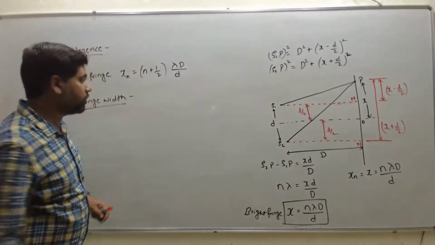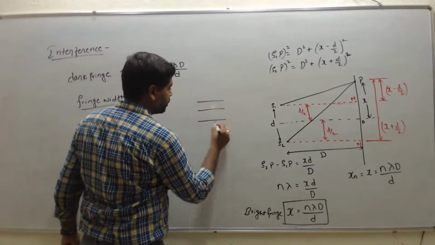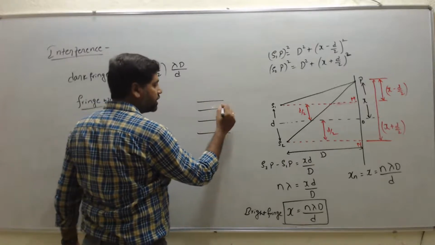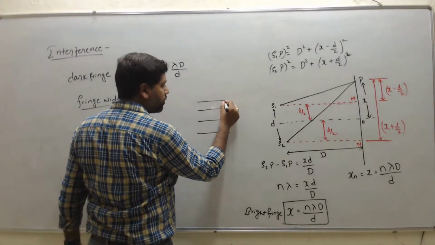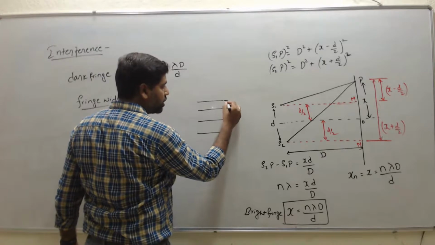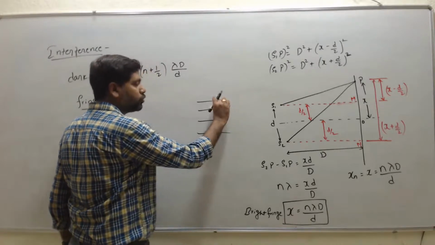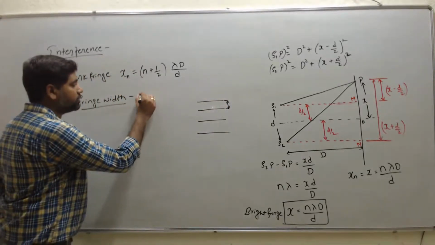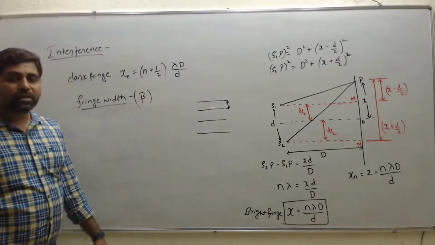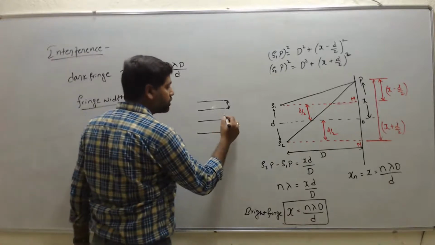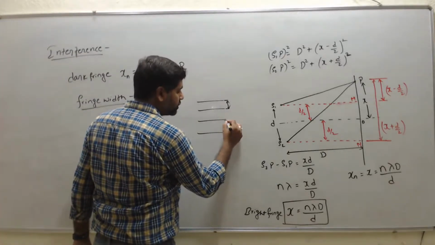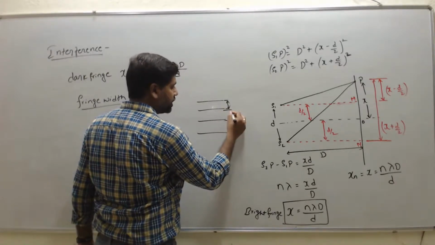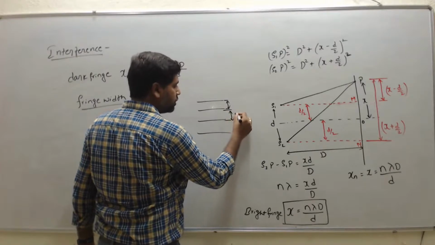So if we consider this one, these are the dark bands, in between we have the bright bands. The distance between two consecutive dark bands, this one is a dark band and this one is a dark band, we call the fringe width. That is denoted by the letter beta. Or the distance between two bright fringes, this is a bright fringe and this is a bright fringe, this distance we call the fringe width.